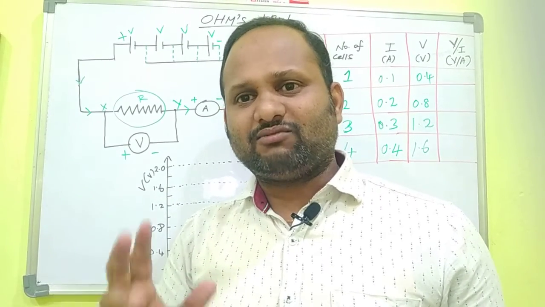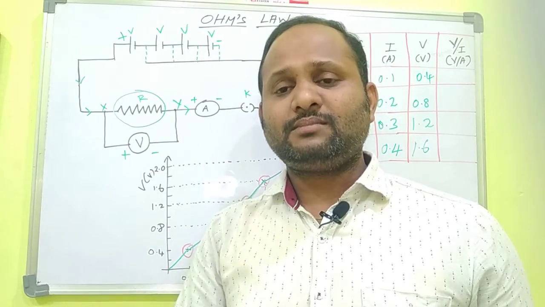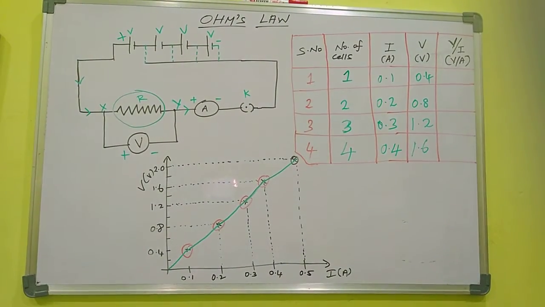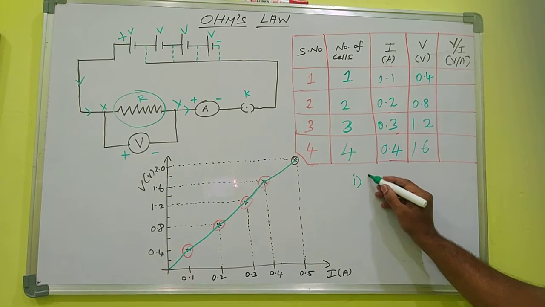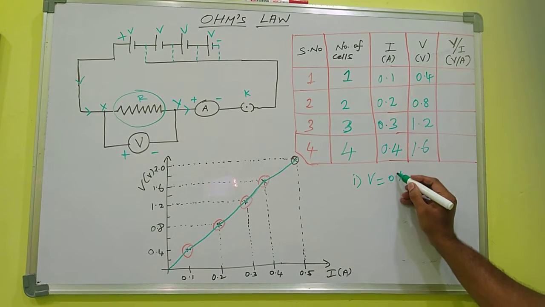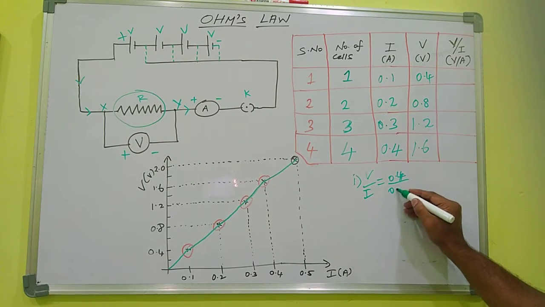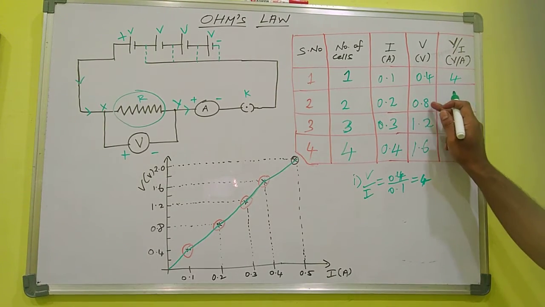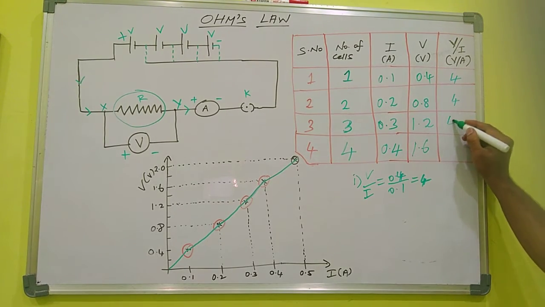What is another inference? Another most important point is the ratio V by I. What is the value of V in the first case? 0.4. What is the value of I? 0.1. So V by I is equal to 0.4 by 0.1, which is 4. Then 0.8 by 0.2 is 4. 1.2 by 0.3 is 4.